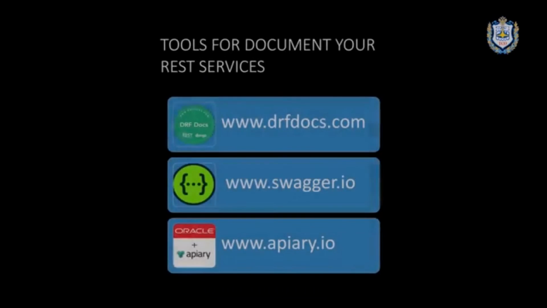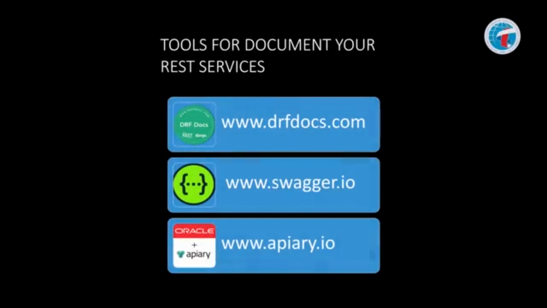The most common way to document REST APIs is to produce documentation that lists the API endpoints and describes the list of operations allowed on each endpoint. There are plenty of tools that allow you to do this in an automated way. Here are some of the tools that may help you to document your REST services.